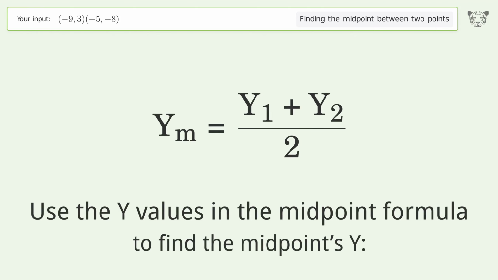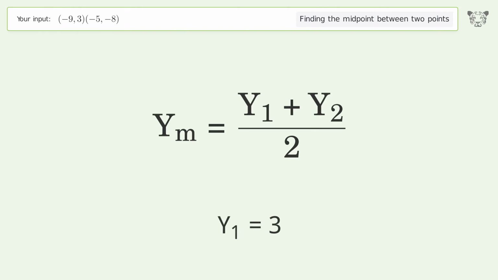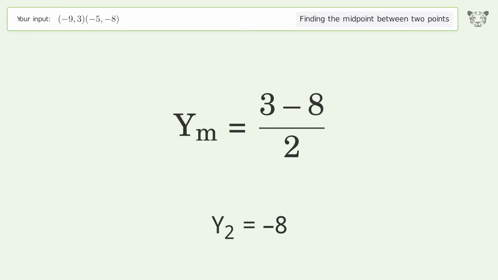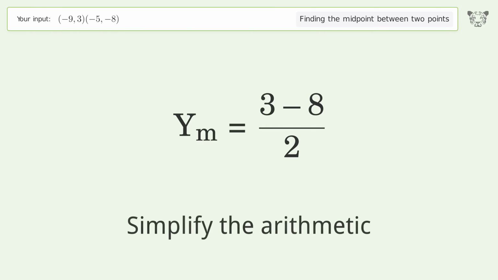Use the y values in the midpoint formula to find the midpoint's y. y1 equals 3. y2 equals -8. Simplify the arithmetic.